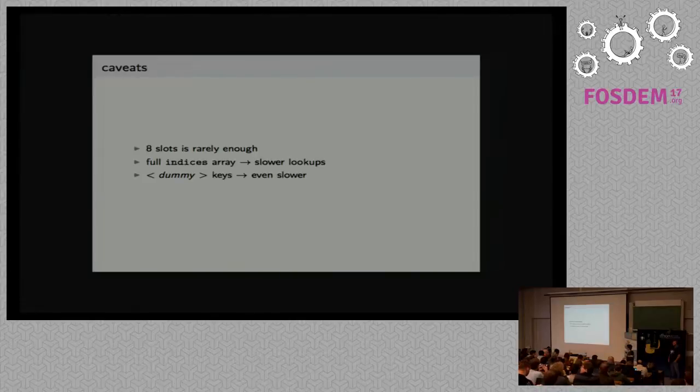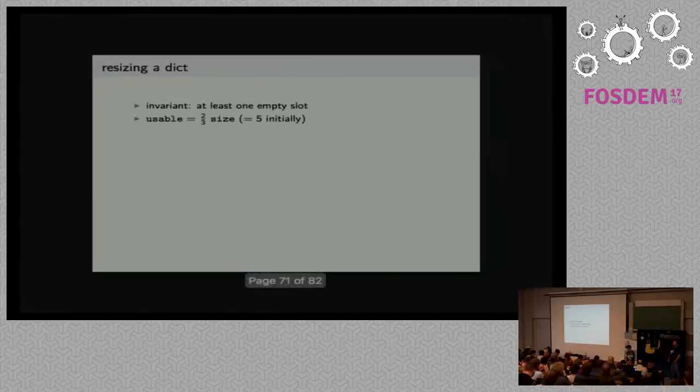So what we want to do is sometimes resize the dictionary. What we need to have is at least one empty slot, because otherwise we could be jumping over and over, infinitely. CPython goes even further and defines a usable fraction of the dictionary, which is 2/3 of the size. So initially, with a size of 8, we can have up to 5 entries in our dictionary.